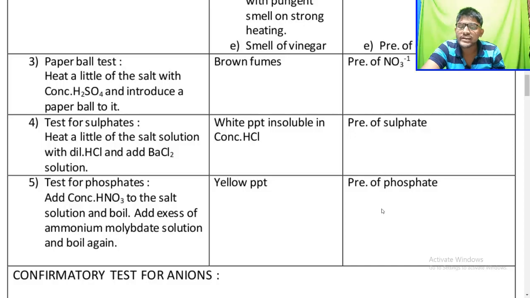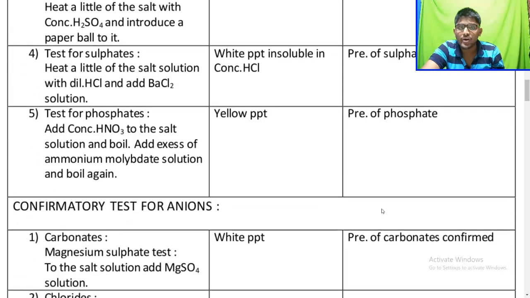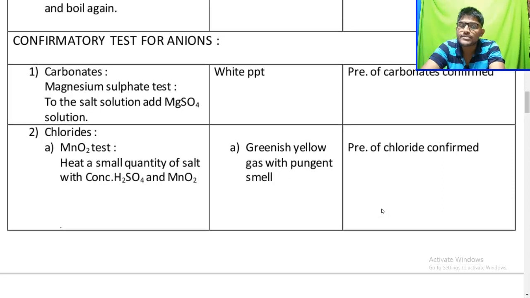And confirmatory tests for anions. The anion tests are already discussed, like the carbonate test, white PPT, and the magnesium sulfate test, which is also very important and is basically not been used. The lime water test is basically used for carbonate, so refer to that note.